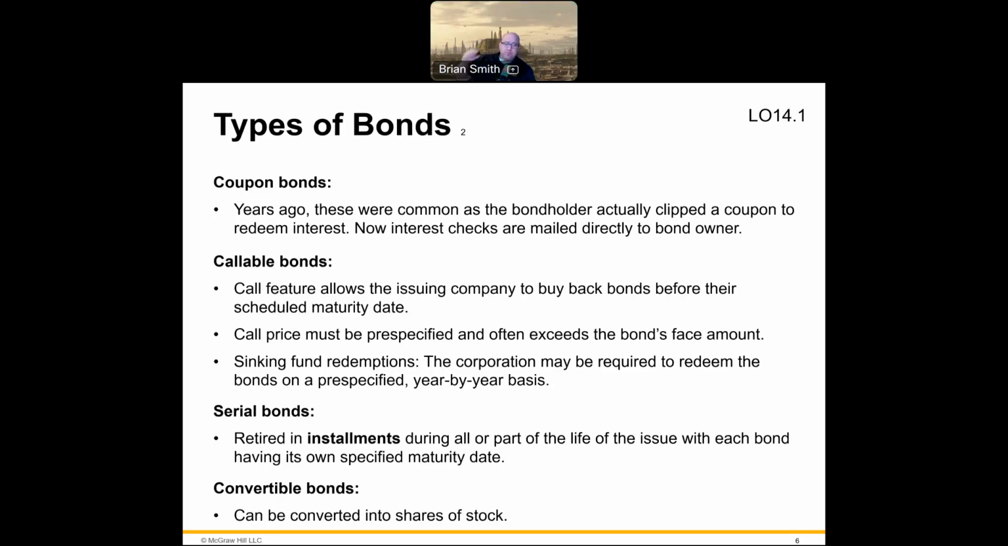Serial bonds are kind of like your normal mortgage debt, your installment notes. You're paying back part of the bond in addition to the interest. And then convertible bonds can be converted to stock. Those are actually kind of interesting.